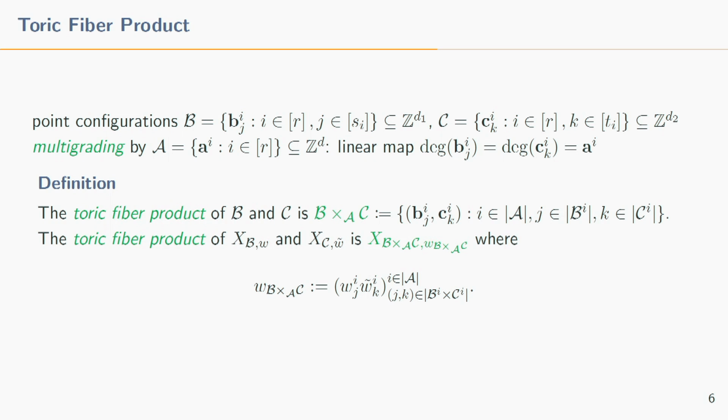Okay, and then this gives us another polytope by forming the convex hull of this point configuration. And then this gives us, again, a toric variety, and this is X_B times over A of C. And the question is, what happens to the weights? Well, it's basically what you might expect. We just have to multiply the correct weights with each other. So again, we have a weight for each lattice point, and we have to multiply the correct ones. Every time we pair two points here, we also have to multiply the weights.